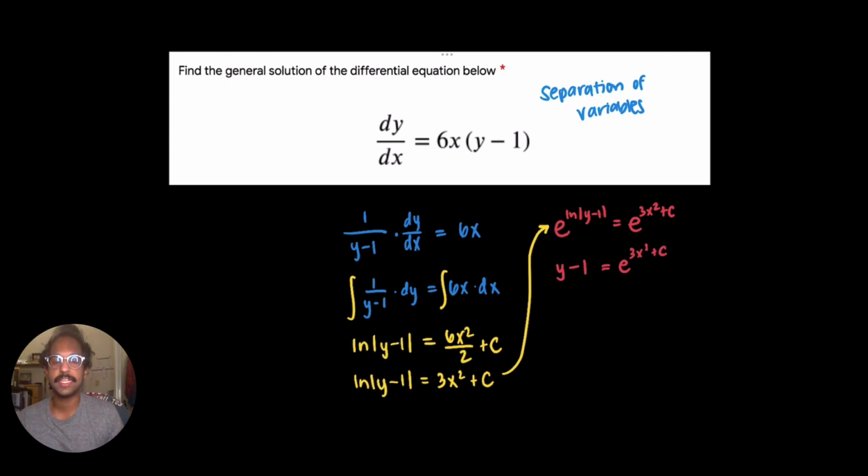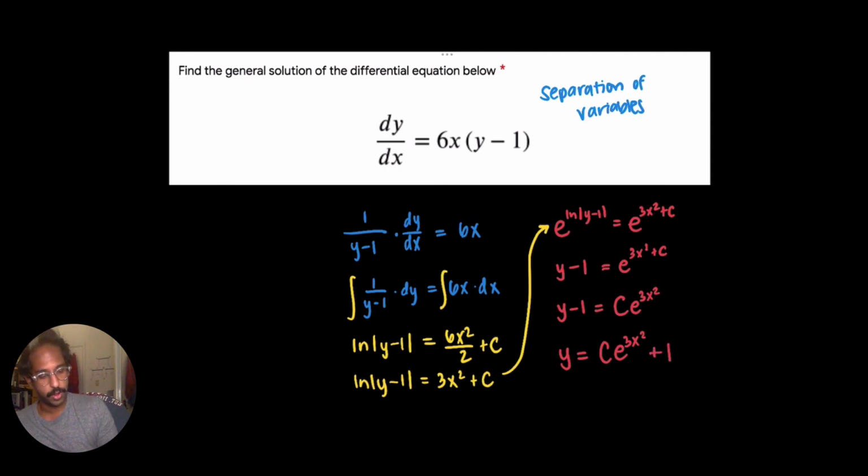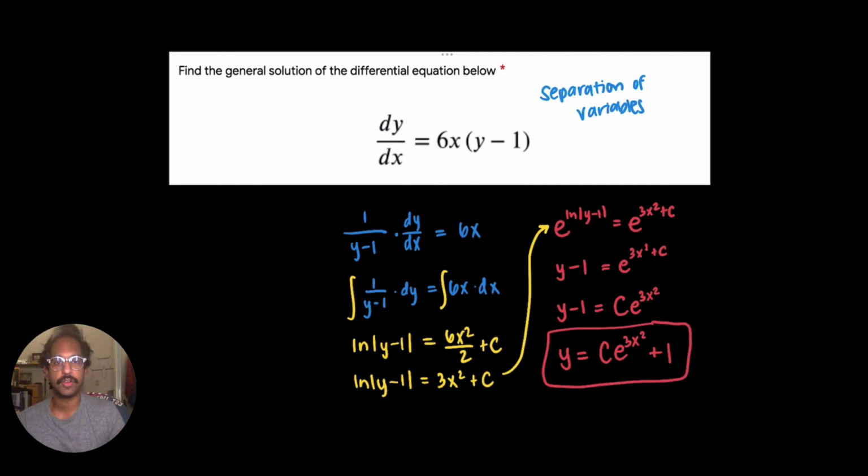As a reminder, that plus c in the exponent here tells us that we're going to be multiplying our e to the 3x squared by some constant c. So I'm going to rewrite that now as capital C e to the power of 3x squared. Again, we want y by itself, so we can discuss this as a function, and so we're going to be adding 1 to both sides. And so we'll find that our final response is C times e to the 3x squared power plus 1. And by separating variables and then using the antiderivative, we were able to find the general solution for this differential equation.